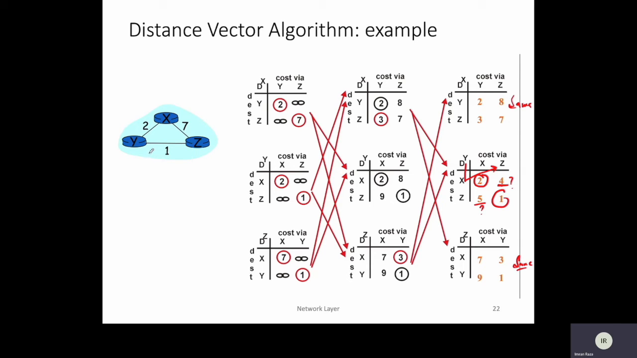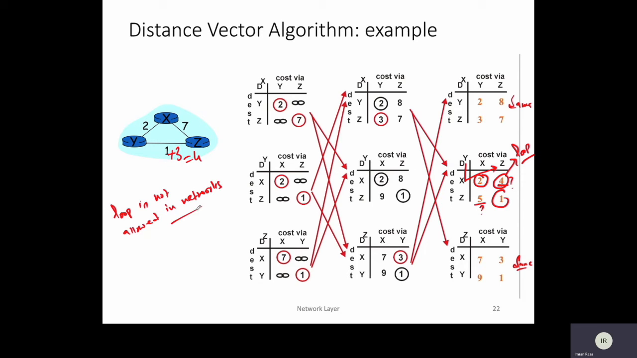And Y says, okay, fine, what is the cost to reach from me to Z? 1. So 1 plus 3 is 4. So we can see a 4 here. But there is a problem with this path, or with this cost. It involves a loop. And remember, loops are not allowed in networks.